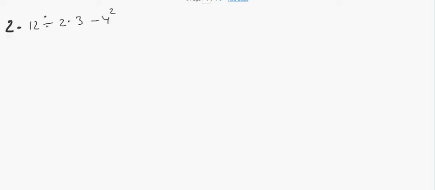In this example, 12 divided by 2 times 3 minus 4 squared. Let us perform the operations from left to right. We can see 12 divided by 2 comes first, so perform that operation, which gives you 12 divided by 2 is 6, times 3 minus 4 squared. Now the next step is to perform the multiplication and evaluate the exponent, which we can do simultaneously. 18 here minus 4 squared is 16. That gives you 2.